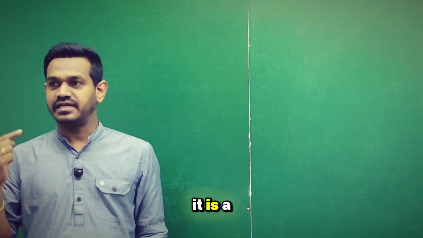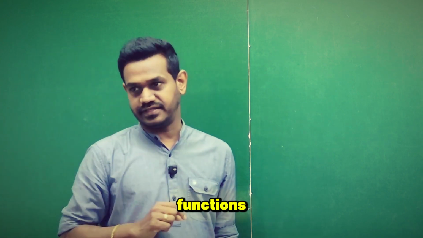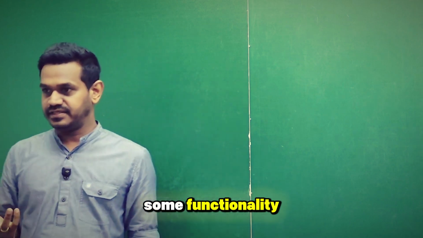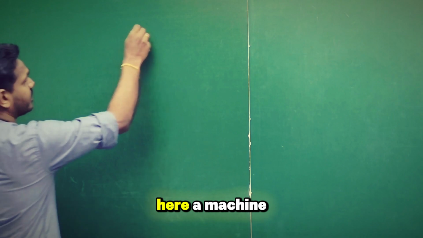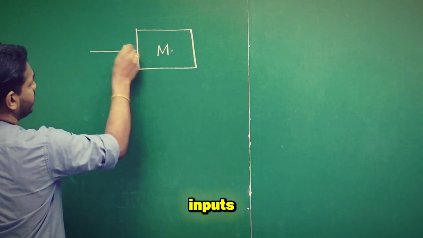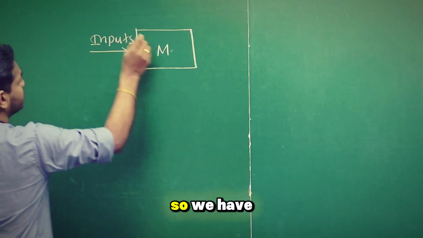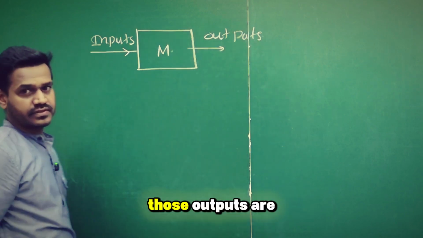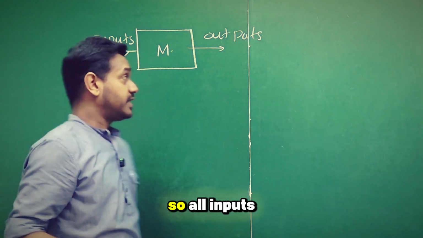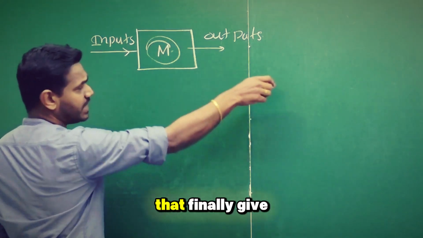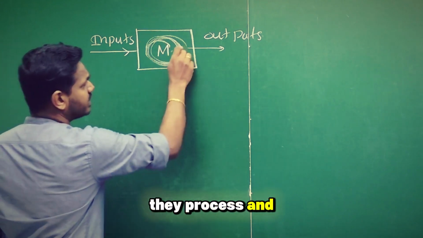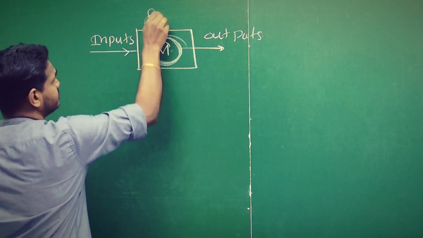So in mathematics, it is a world. In that world, there are machines. We call them functions. That world contains functions, which are about some functionality, no? Now just think of a machine. We have inputs, and we have outputs. These outputs correspond with inputs. All the inputs connect, get processed, and finally give output. This is what we call a function.